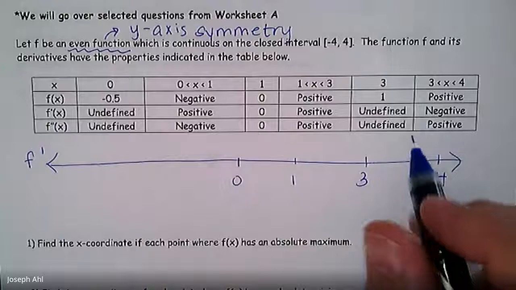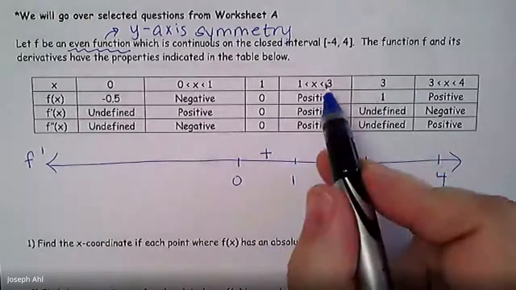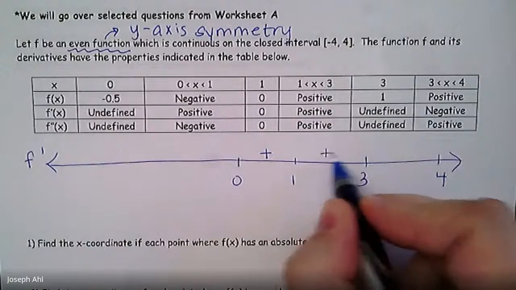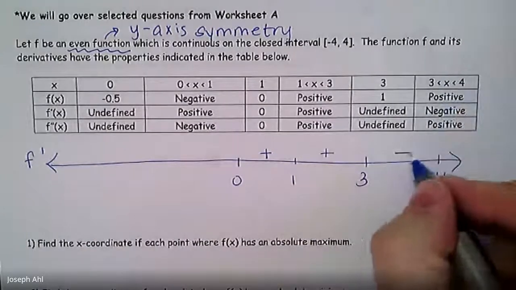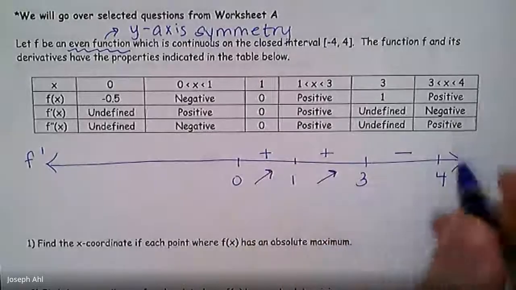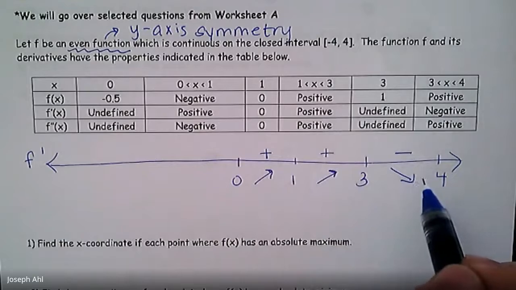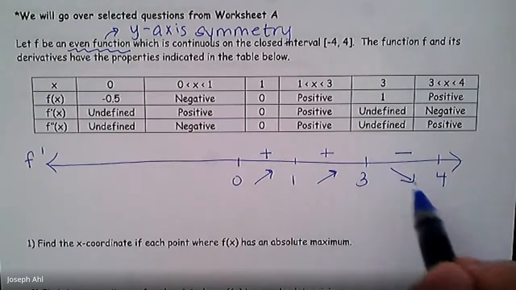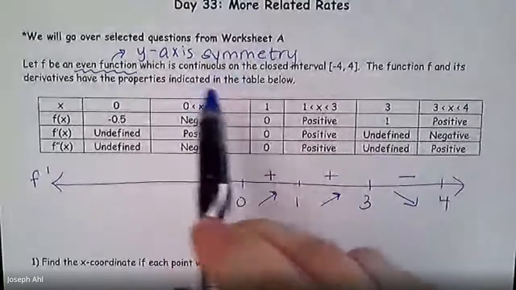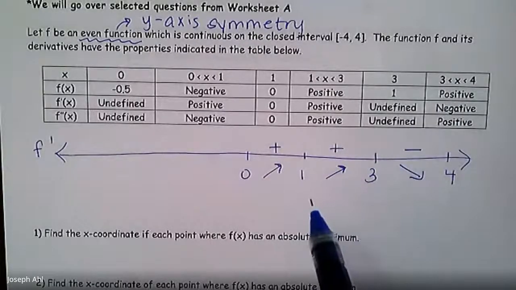And over those intervals, it says that from 0 to 1, the first derivative is positive. From 1 to 3, it's positive again. And then from 3 to 4, the first derivative is negative. So we know that the function is increasing, and then decreasing over these specific intervals. So we can see from increasing to decreasing, because this function is continuous, we know that that's going to be some sort of relative max value.